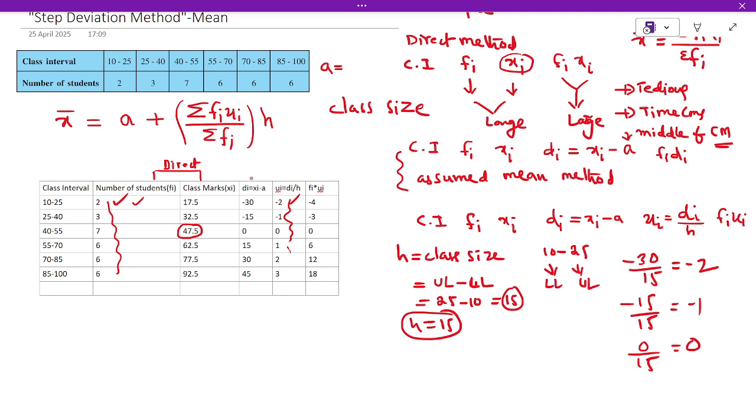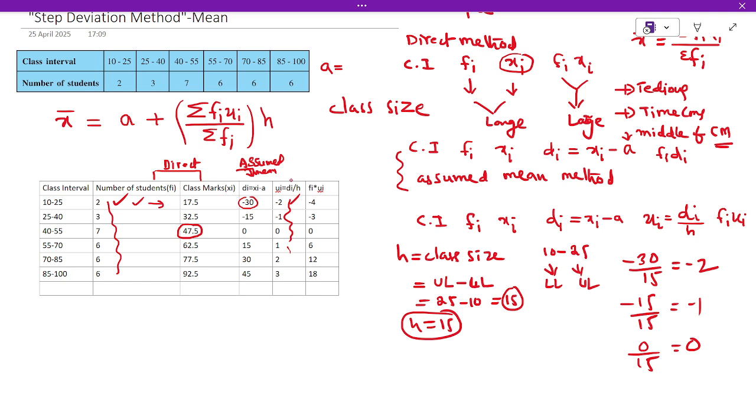So what we have done is taken the deviation, assuming a as the assumed mean, and we took the difference, how much deviation there is from each observation, right? So then these numbers are pretty easy to multiply with these frequencies. Till here it is the assumed mean.